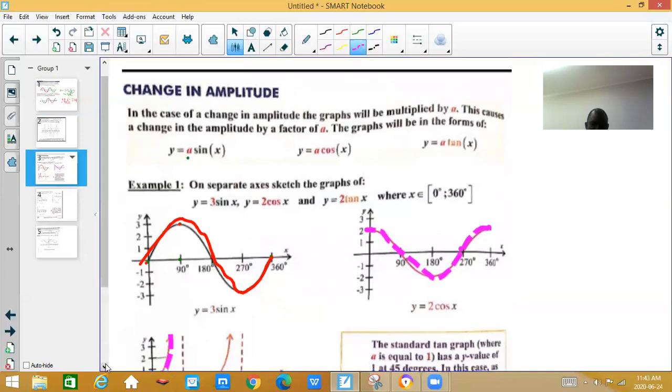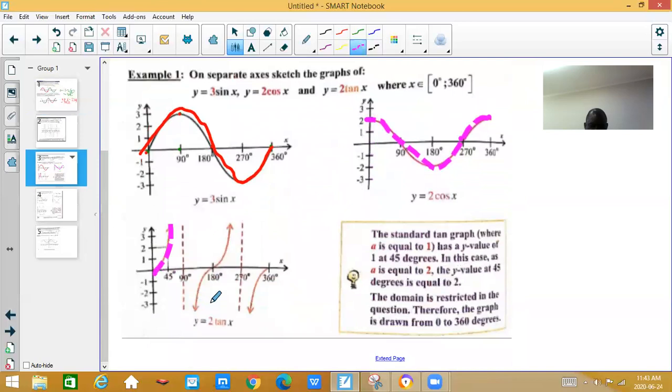So meaning to say, in this case, what happens? The shape of the graph will be the same. The graph is maintaining. Now the standard tan graph, where a is equal to 1, has a y value of 1 at 45 degrees. In this case, a is equal to 2, and the y value will be equal to 2 at 45 degrees. This is why it has a y value of 2 at 45 degrees here, right?